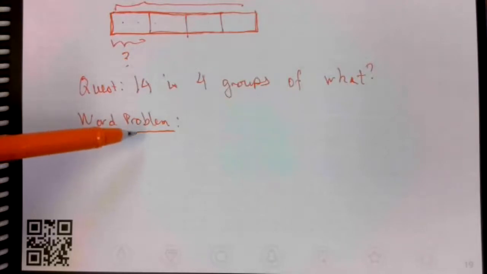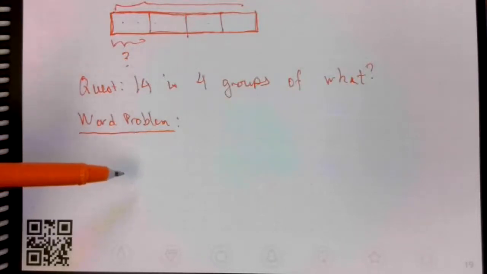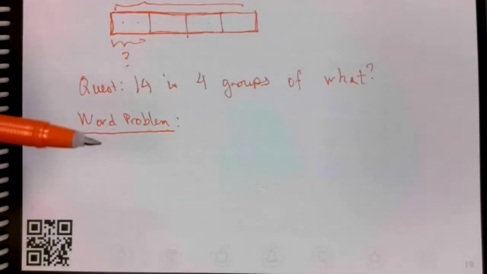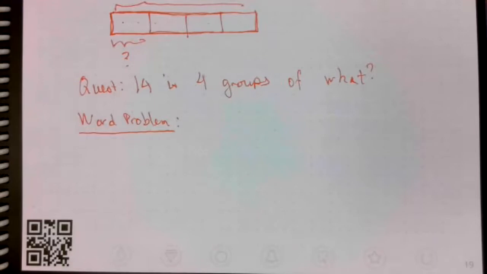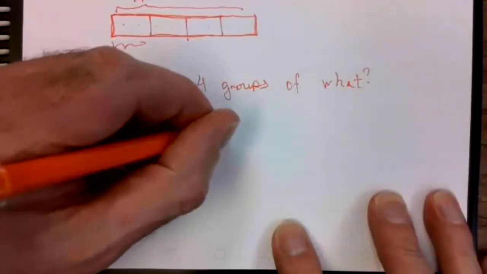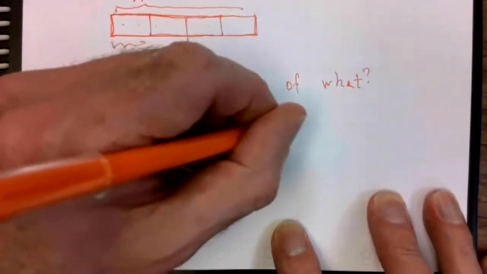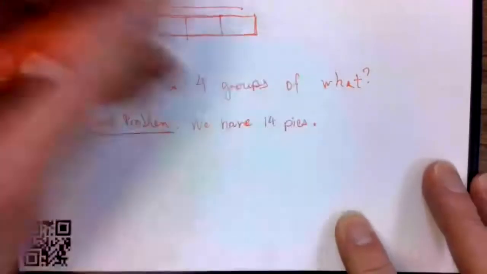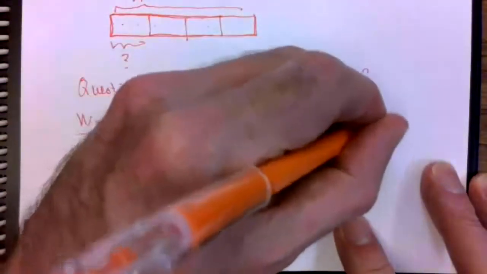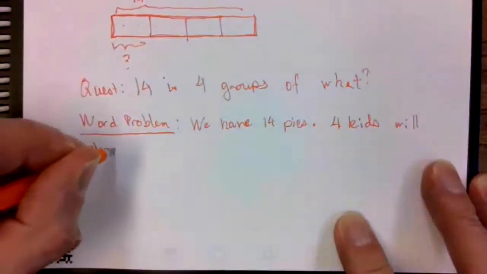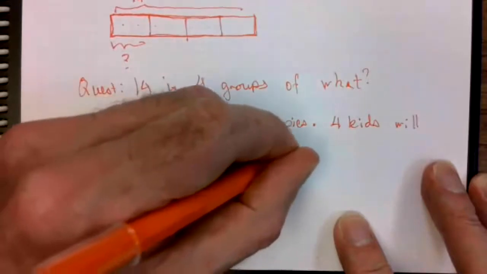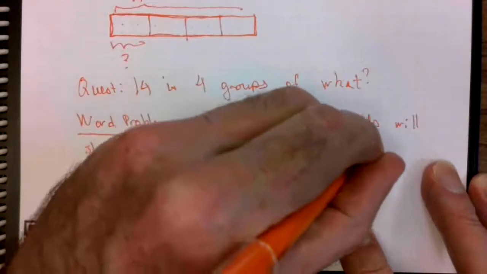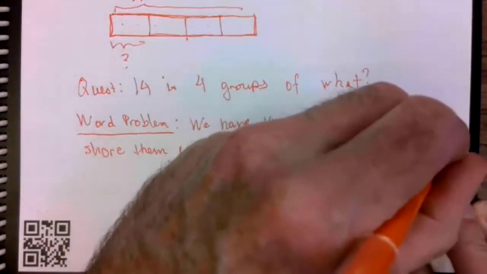Now make a word problem out of that. Describe a little situation, maybe one sentence to describe it, and then one question. One declarative sentence, one interrogative sentence. We have 14 pies with 4 kids. How many pieces of pies? Okay, right. So we have 14 pies, they could be whatever. We have 14 pies. 4 kids will share them equally. How much of a pie does each one get?